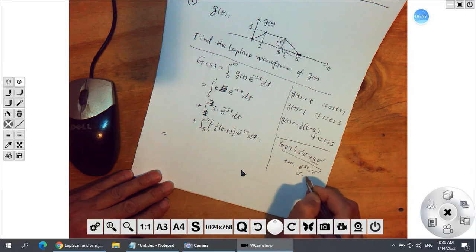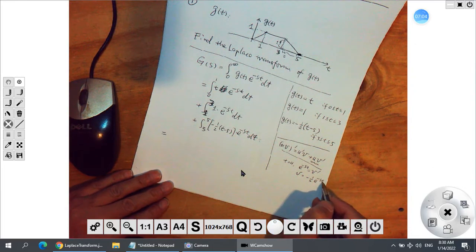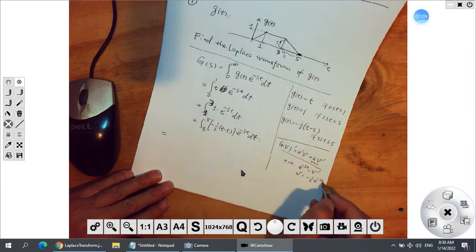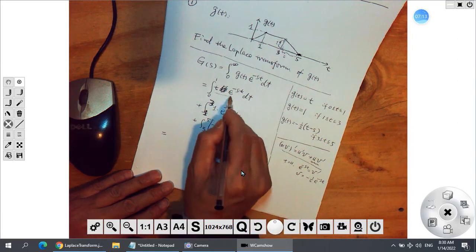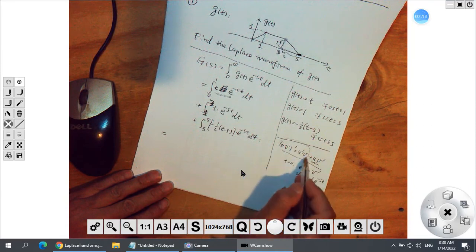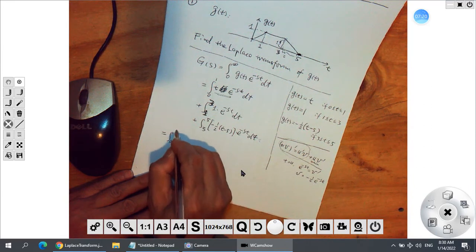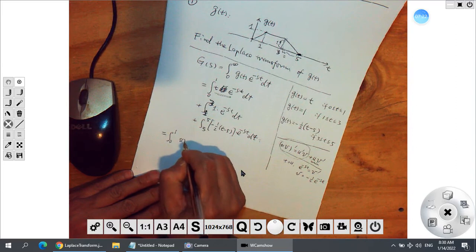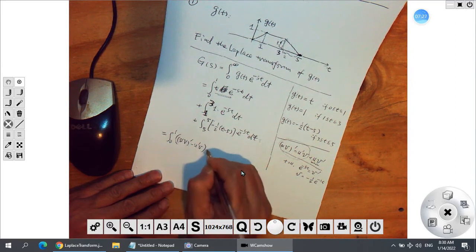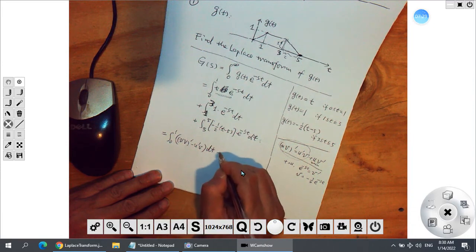Then what is v? This will be negative 1 over s times e to the negative st, right? Here t is the variable, not s. Our integral is for t, so t is the variable. So we have v as this one. So this part can be written in this way: the integral from 0 to 1 of u v prime minus u prime v dt, and plus, here I just copy.